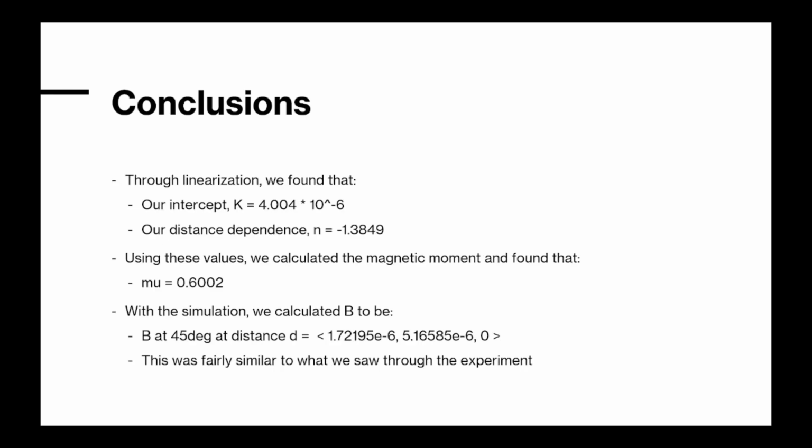So these are our conclusions. We calculated the intercept and distance dependence through linearization, and that results in us getting a magnetic dipole moment of 0.6002. And using all of these different values that we gained from our calculations, we threw that into the simulation. And from the simulation, we calculated B to be, at 45 degrees at a distance d from the magnet, 1.72 times 10 to the negative 6 in the x direction and 5.16 times 10 to the negative 6 in the y direction. And this was fairly similar to what we saw from the experiment.